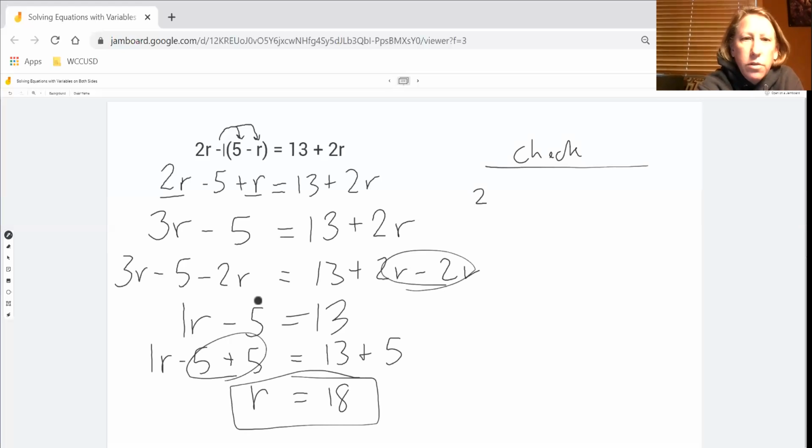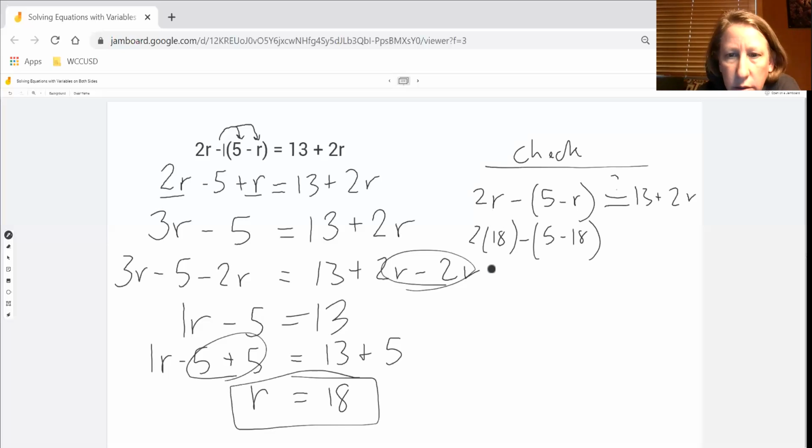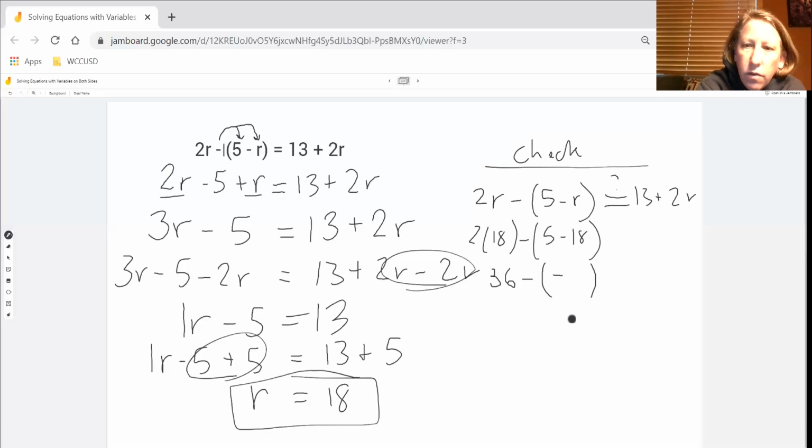Okay, I'm going to do a more formal check for this one because I have more room. I'm going to do 2r minus 5 minus r. Is that the same amount as 13 plus 2r? We found out that r is 18, so I'm going to put an 18 where I see the r's. I'm going to work this side first. 2 times 18 is 36. And this is going to be 5 minus 18. It's going to be negative 13. Okay, and then I have 36.